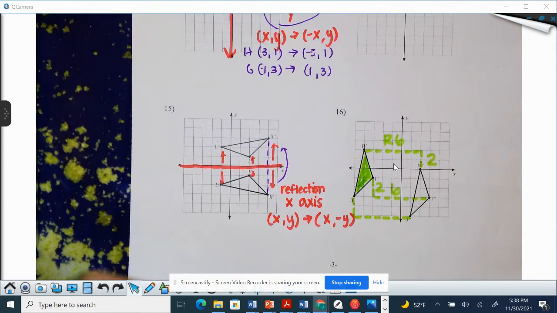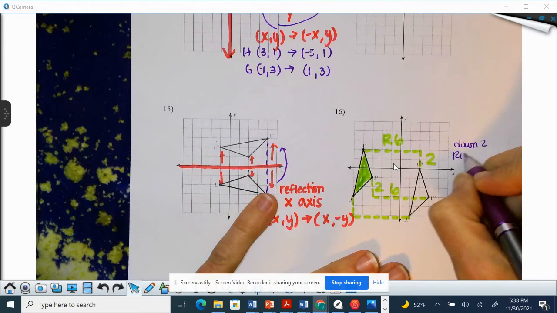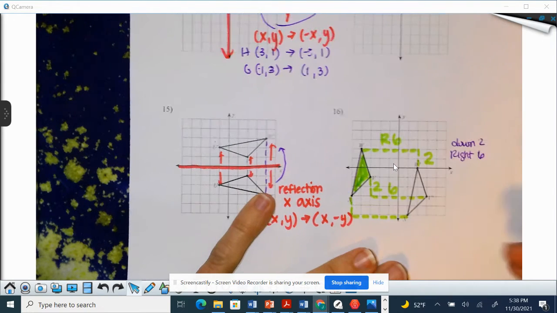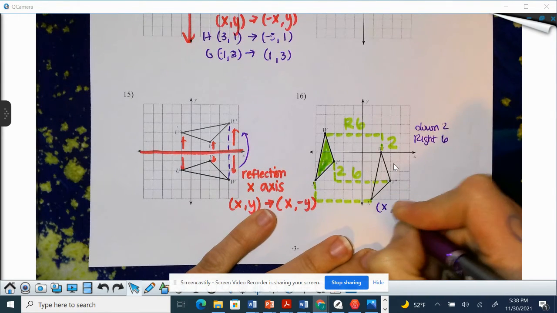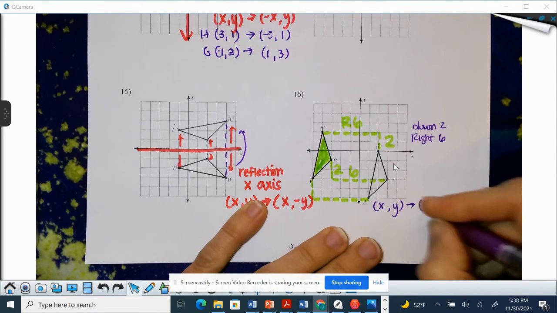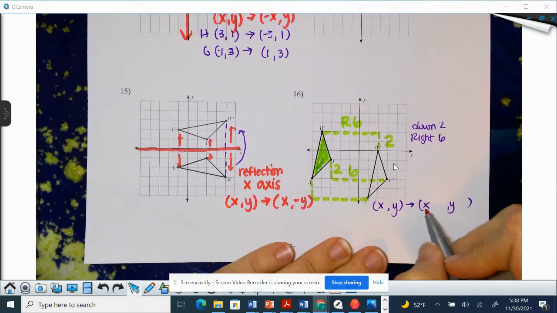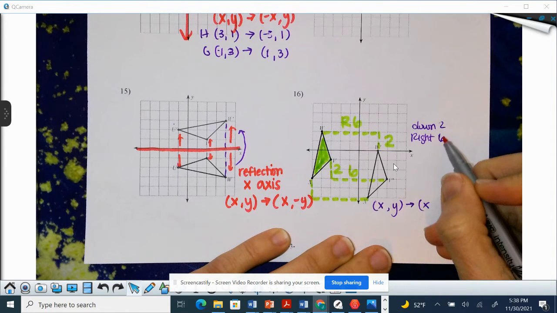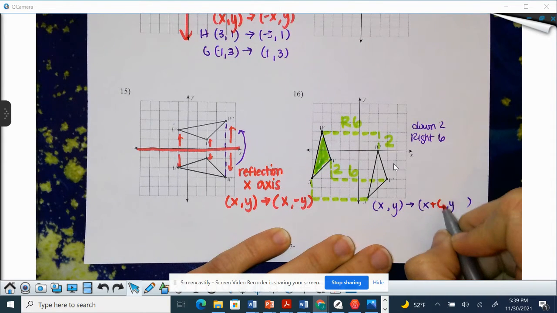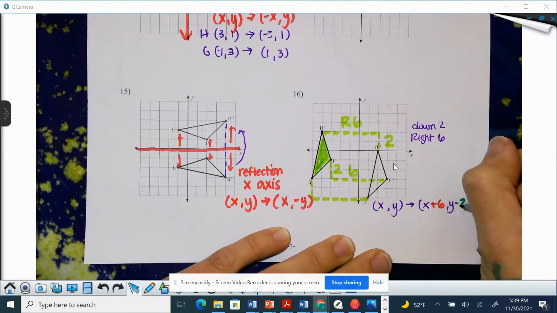So as we write that rule, you can write it in words as down 2, right 6, but as our X, Y notation, arrow notation, we have X, Y, again, that much is non-negotiable. The part you fill in is the part you put with the X and you put with the Y. X controls your left, right. It is a positive 6 because it's to the right, so plus 6. And your Y is your up, down. It went down 2, so we're going to do -2.